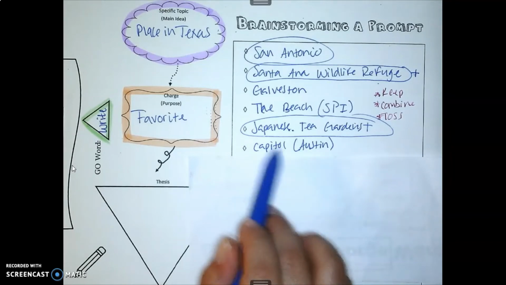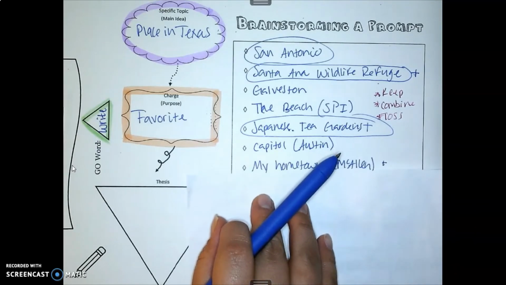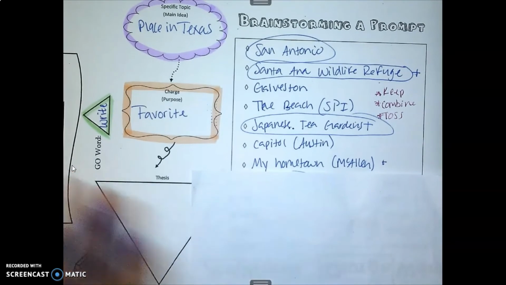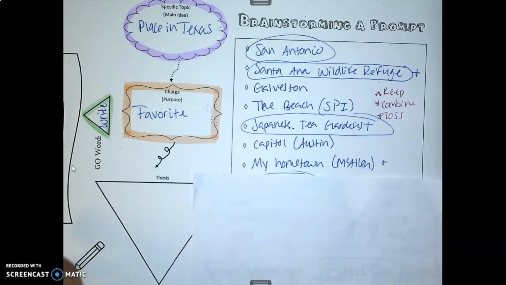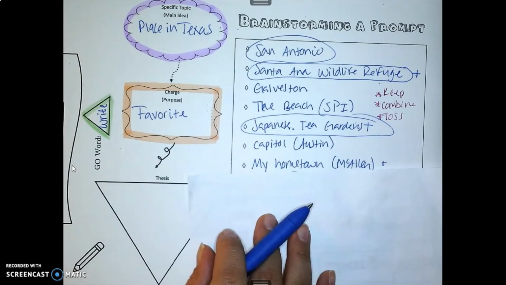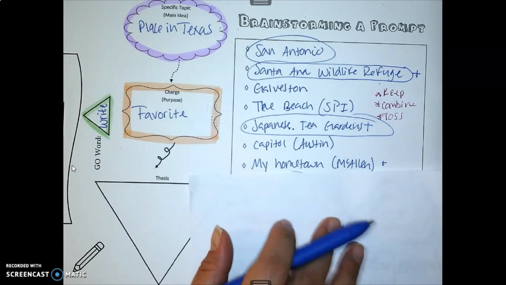So that might be something I could talk about. And of course, I put my hometown, McAllen. What's better than my hometown, where I'm comfortable, where I grew up, and where I have all of my roots and my family and my friends. So my hometown could be a place in Texas that I really like, and it's my favorite place.